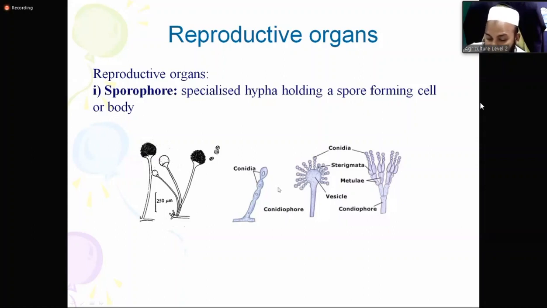So conidia is some structure like spore. There are some little differences between spore and conidia, but basically they are similar. They are spore body or reproductive structure, of course asexual or sexual reproductive structure. They are reproductive units like a plant seed. Later on I will discuss what is conidia.